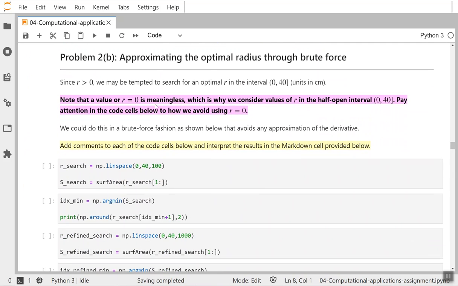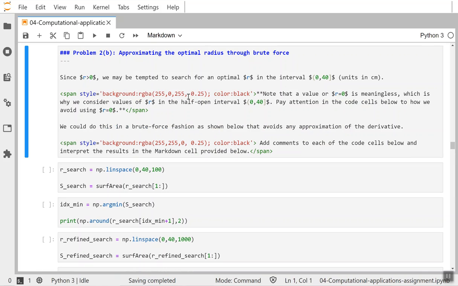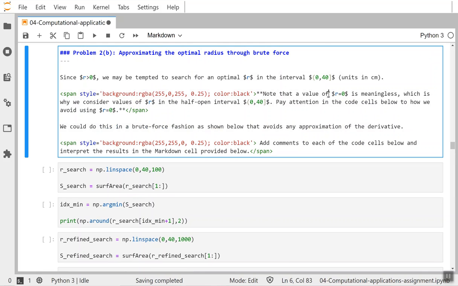Now, problem 2b. Approximate the optimal radius through brute force. Since r is greater than 0, we may be tempted to search for an optimal r value in, let's say, the interval 0 to 40 units in centimeters, because a 40 centimeter base radius seems rather large, so you would probably truncate it there. Now note that a value of, that should have been of, so I'll fix my typo right now and it'll be fixed for you.